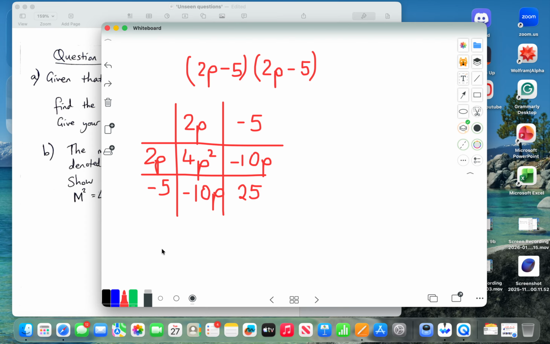Collecting like terms, we get the only term in p squared is 4p squared, but we have a minus 10p and a minus 10p, so adding them gives you minus 20p. And the only term independent of p, i.e. it doesn't have a p at the end, in layman's terms, is the 25.